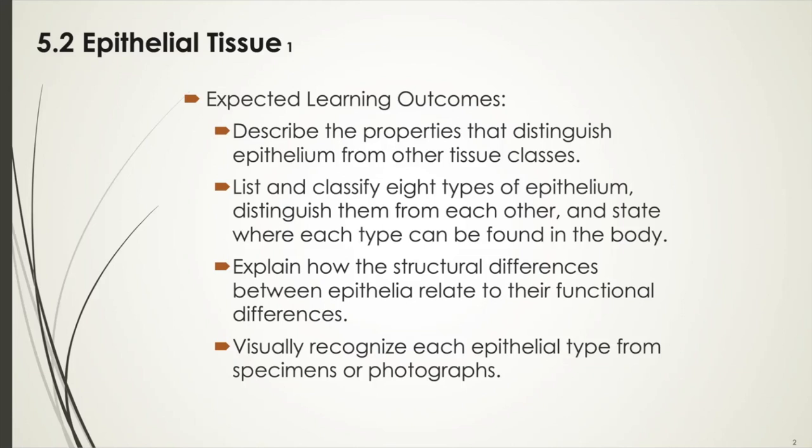All right. So the first thing is the introduction of the epithelial tissue. In looking at this, these are your expected learning outcomes. You should be able to understand and describe those properties that are going to distinguish epithelial tissues from other tissue classes. You should be able to list and classify 8 different types of epithelial, distinguish from each other, and where in the body they are going to be found. All of that is extremely important. The structural differences between those epithelial tissues, and then how those structural differences relate to their functional differences. And you should also be able to visually recognize each of those epithelial types from looking at specimens or photographs. All right, so let's go ahead and get started.